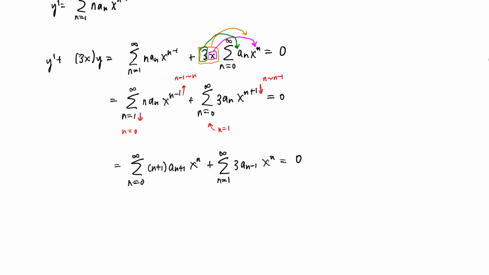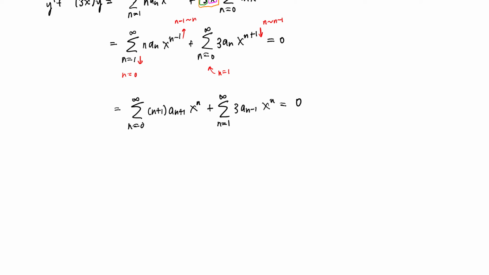So these all went down 1. And now we can combine these, though, almost. We're not quite ready, because this one has an extra term. It starts at n equals 0. This one starts at n equals 1. So the next thing we have to do is take away the n equals 0 term from here, right?